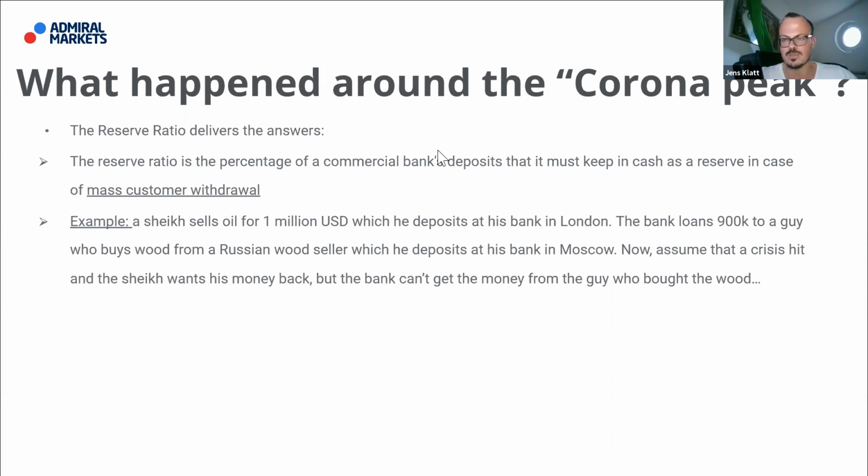So this guy just bought wood for 900K USD, and now the Russian wood seller has 900K in his account. He goes to his bank in Moscow, let's say Sberbank or something like that, and puts these 900K into his account, and what you see is the bank having to keep 1/10 of the money in the account, 90K, and then loan out 810K. And this is happening over and over again and creates a bubble. Initially, there was only 1 million, and now you have nearly 2 million outstanding, in fact.